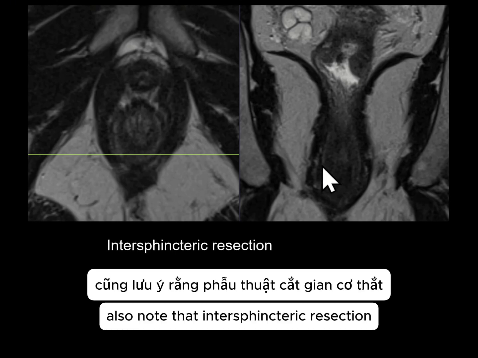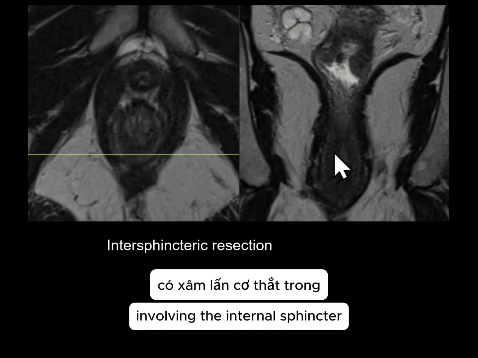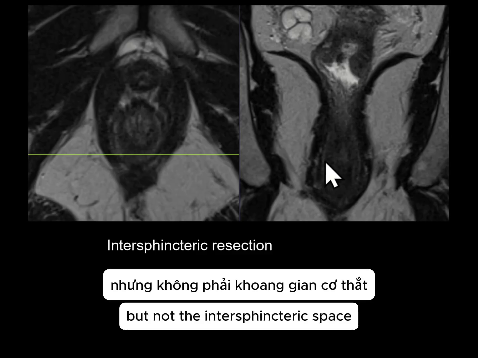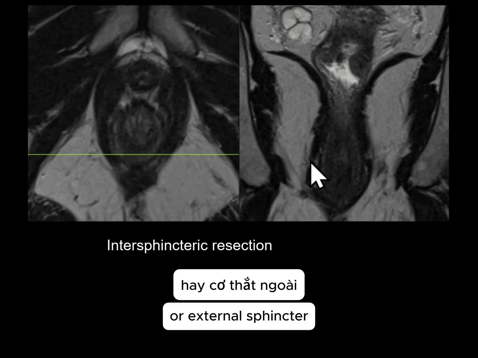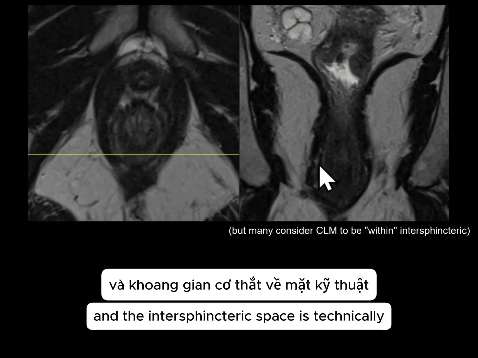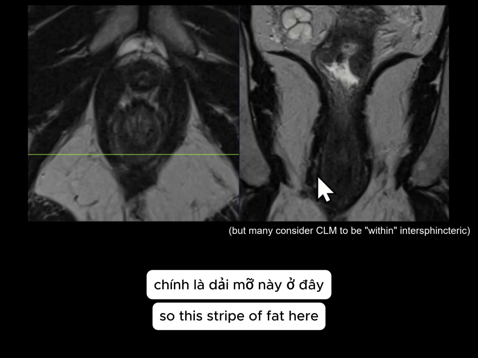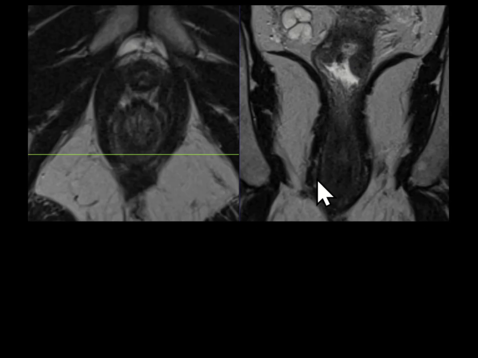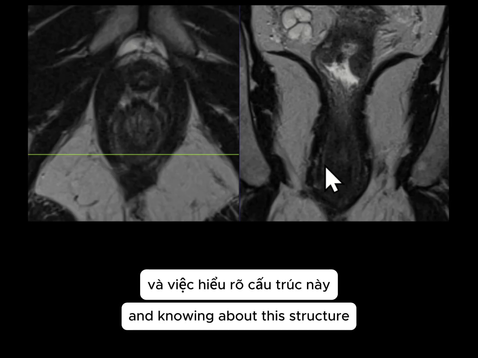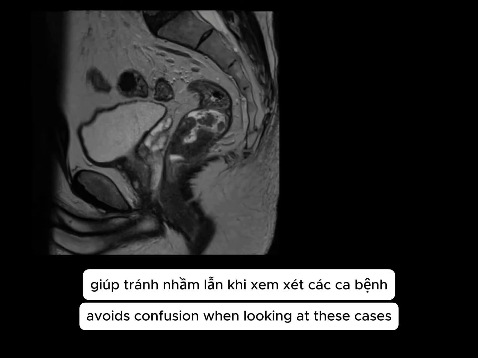Also note that intersphincteric resection, which is done to preserve continence in patients with cancer involving the internal sphincter, but not the intersphincteric space or external sphincter, includes the CLM as part of the resection. And the intersphincteric space is technically defined as between the CLM and the external sphincter, so this stripe of fat here. This, of course, has surgical implications, and knowing about this structure avoids confusion when looking at these cases.